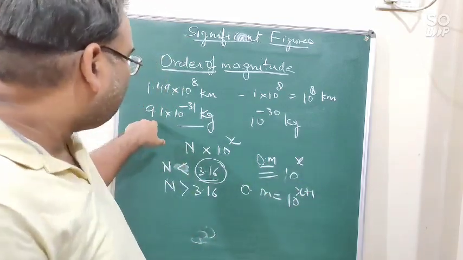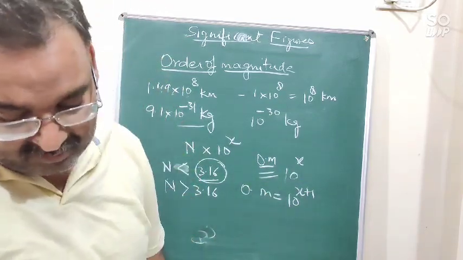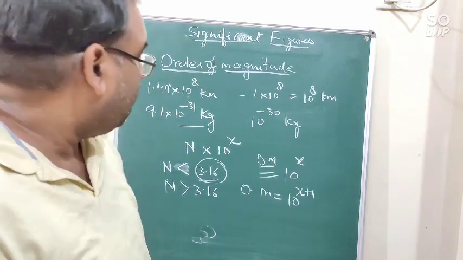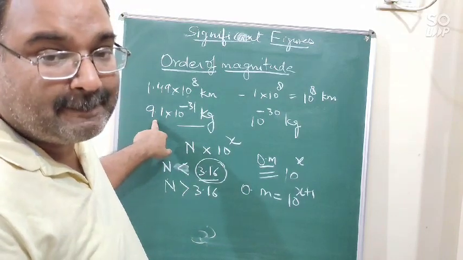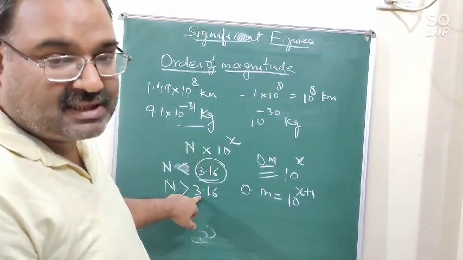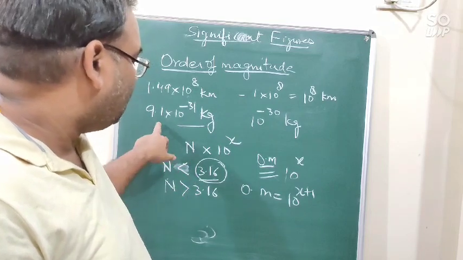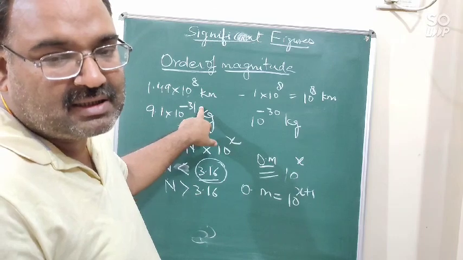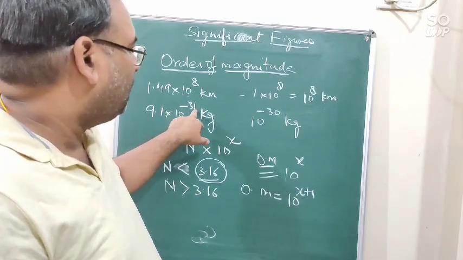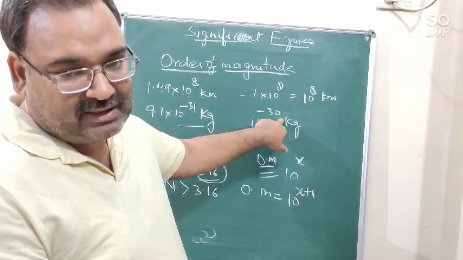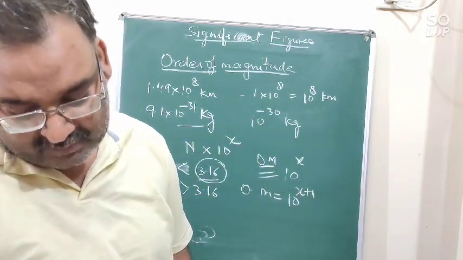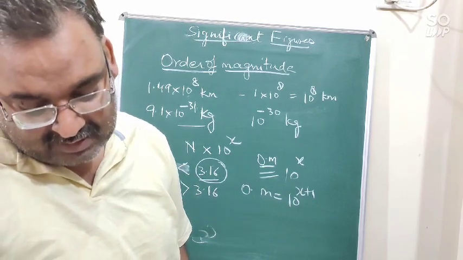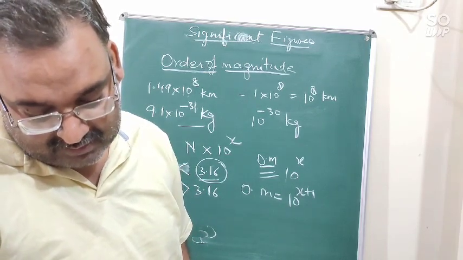So let's take this example. 9.1 into 10 raised to power minus 31 kilogram. 9.1 is greater than 3.16. So we will add plus 1 to minus 31. So minus 31 plus 1, 10 raised to power minus 30. So the order of magnitude is 10 raised to power minus 30 kg. Is it clear?